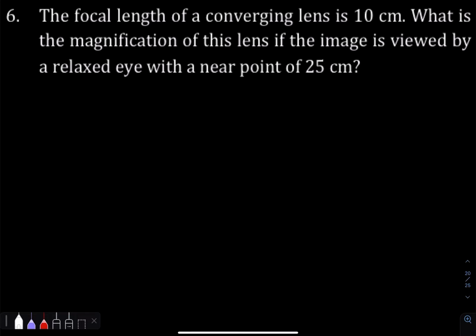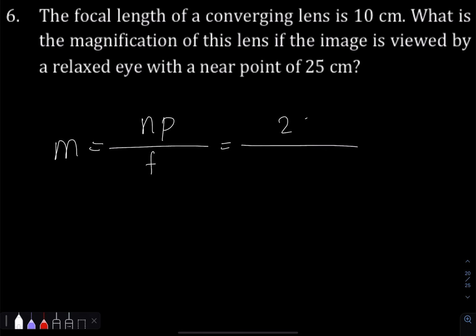Next problem is similar. It says the focal length of a converging lens is 10 centimeters. What is the magnification of this lens viewed by a relaxed eye with a near point of 25 centimeters? So again, relaxed eye means the same thing as eyes focused at infinity. So this is near point over focal length of the lens. So near point is 25, and this is 10, so this is 2.5.